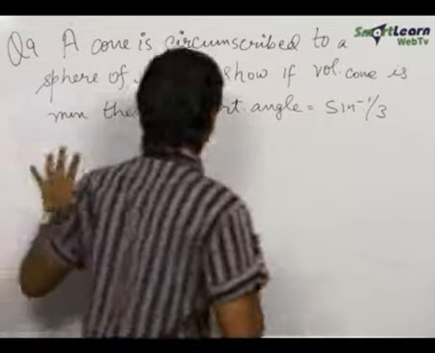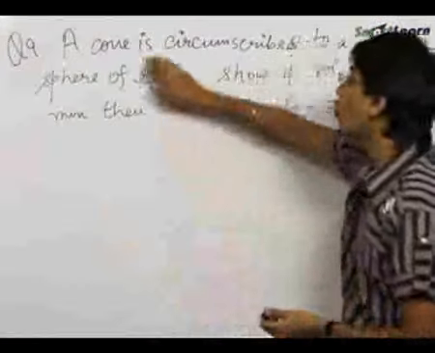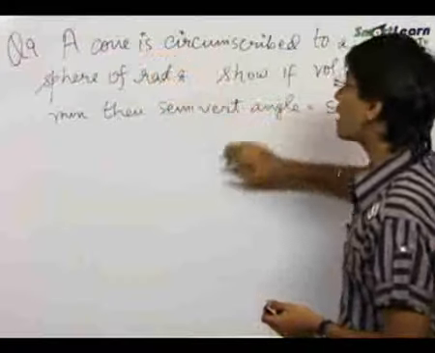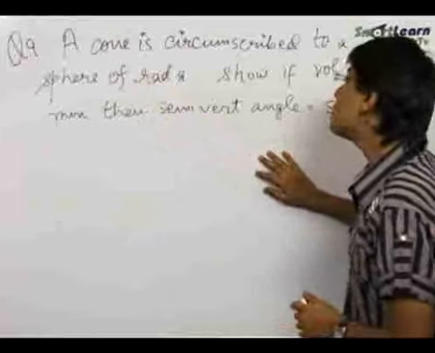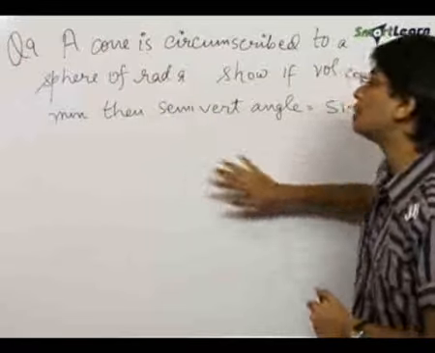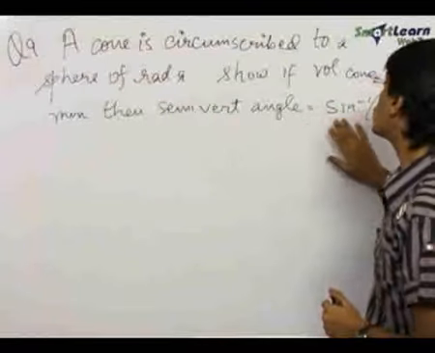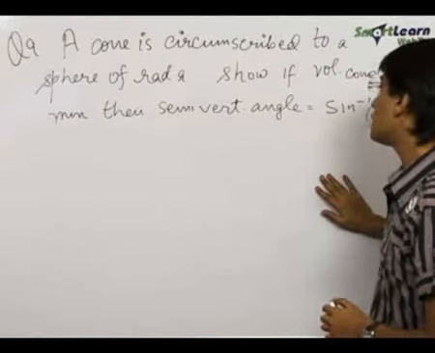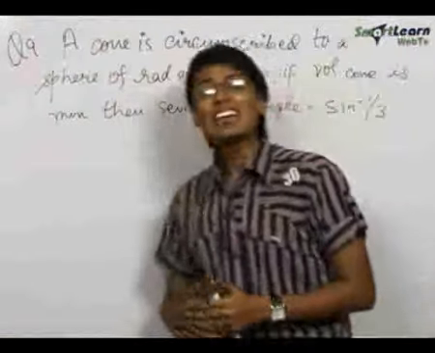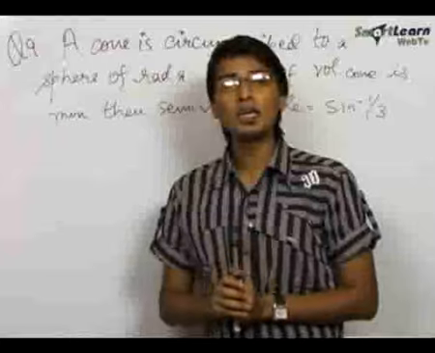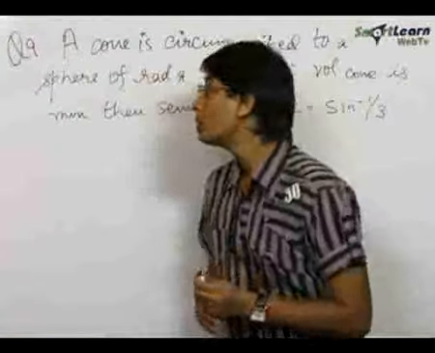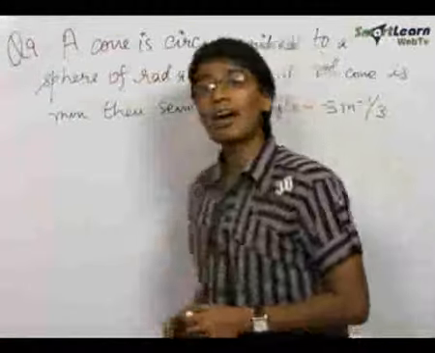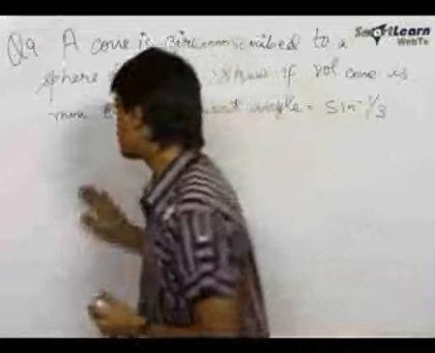Our next problem is a very interesting problem. We have a cone which is circumscribed to a sphere of radius r, and we need to show that if the volume of the cone is minimum, then the semi-vertical angle of the cone is sine inverse of 1 by 3. Now as always, these kinds of problems of maxima or minima can be very easily solved by utilizing the data given and by using some of the geometry.